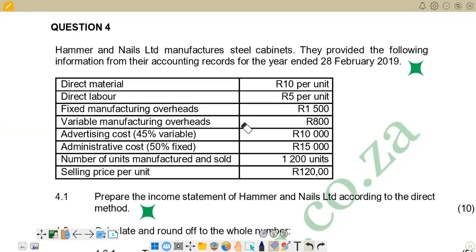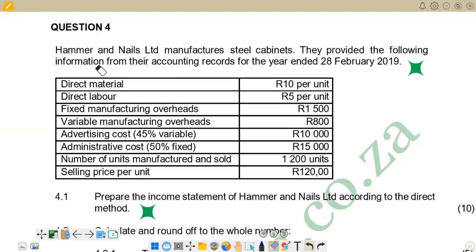Today, we want to look at a question, still working on a question paper of November 2022. This was question 4 from that question paper, and the question requires us to prepare an income statement and some questions that are going to follow.